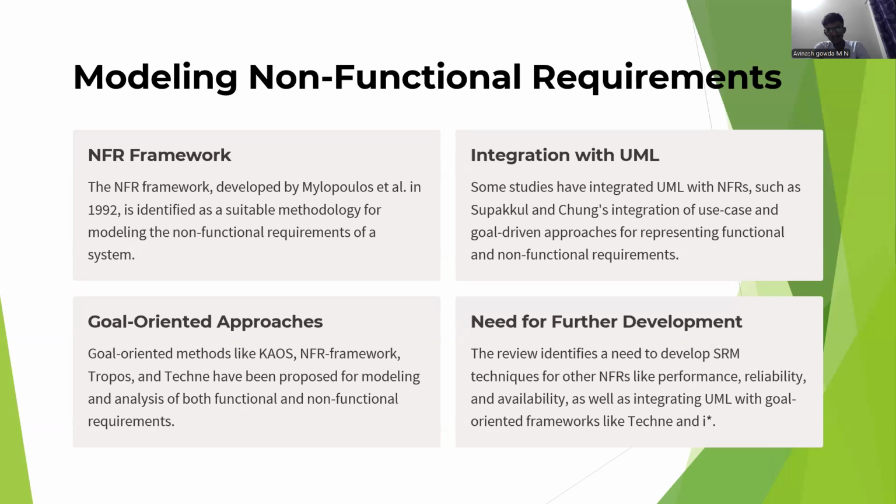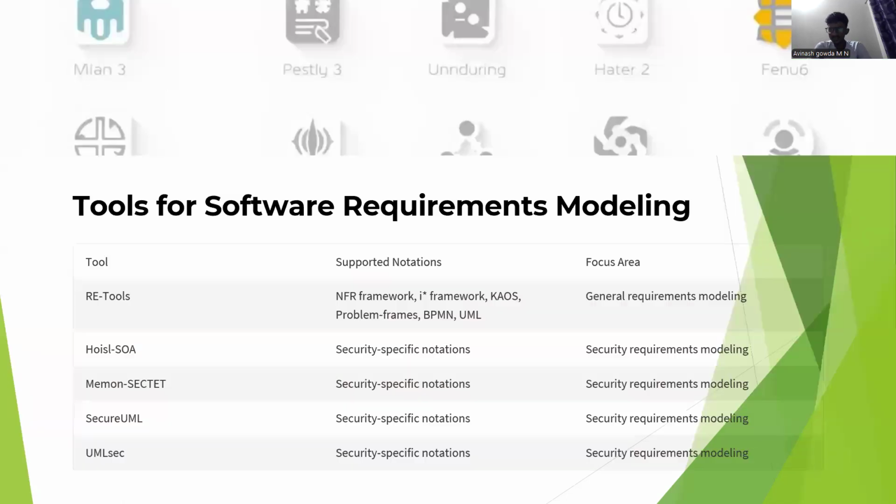Goal-oriented approach. Goal-oriented approach methods like KAOS, NFR framework, Tropos, and i-star have been proposed for modeling and analyzing both functional and non-functional requirements. And coming to the need for further development, the review identifies the need to develop SRM techniques for other NFRs like performance, reliability, and availability, as well as integrating UML with goal-oriented frameworks and techniques like i-star.